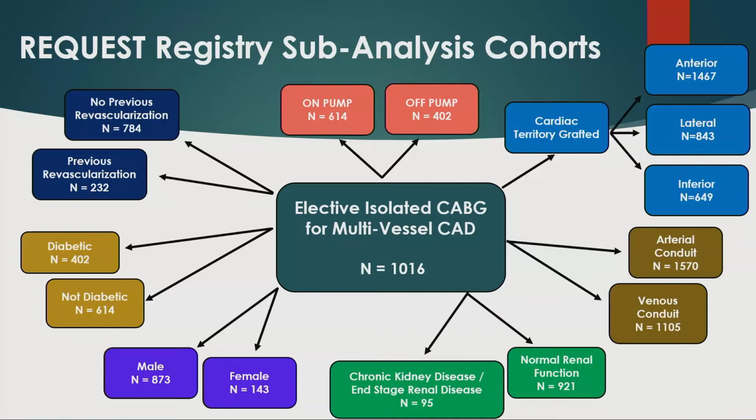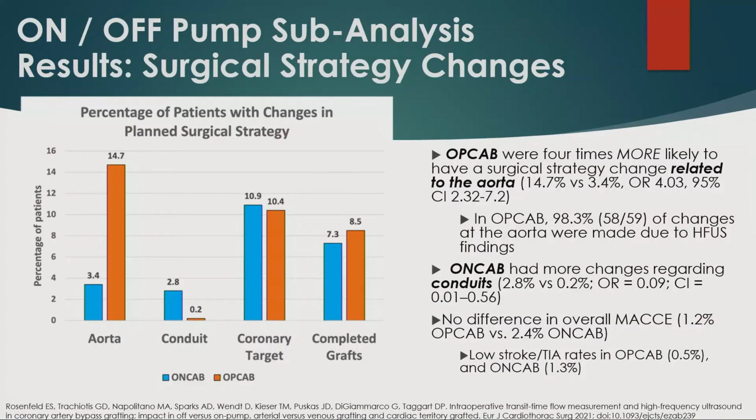If you see, 40% of the procedures were done off pump. We also looked at prior revascularizations, principally PCIs, patients who were diabetic or non-diabetic, gender, chronic kidney disease, and then the territory and the actual conduit usage, to see if there was any further elucidation that could be driven from this.